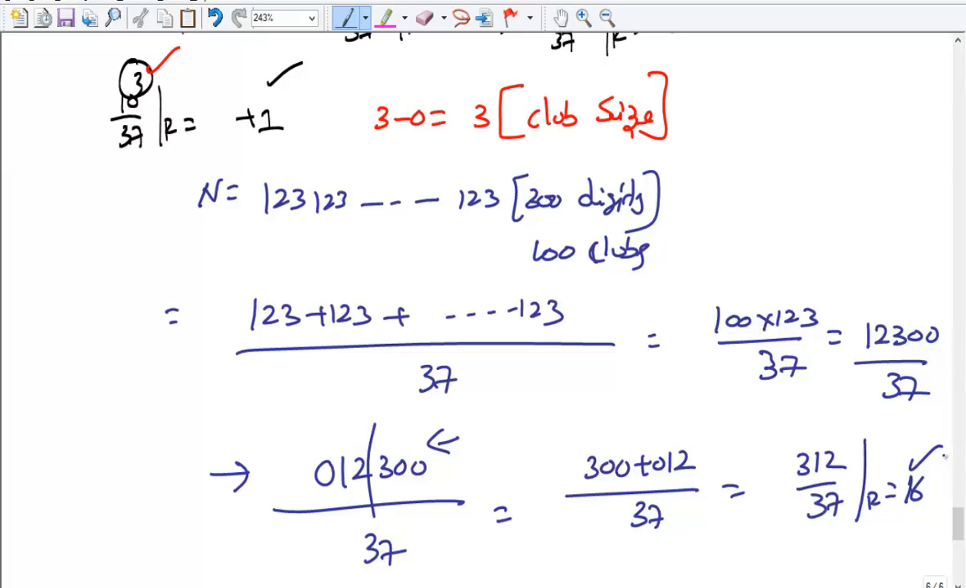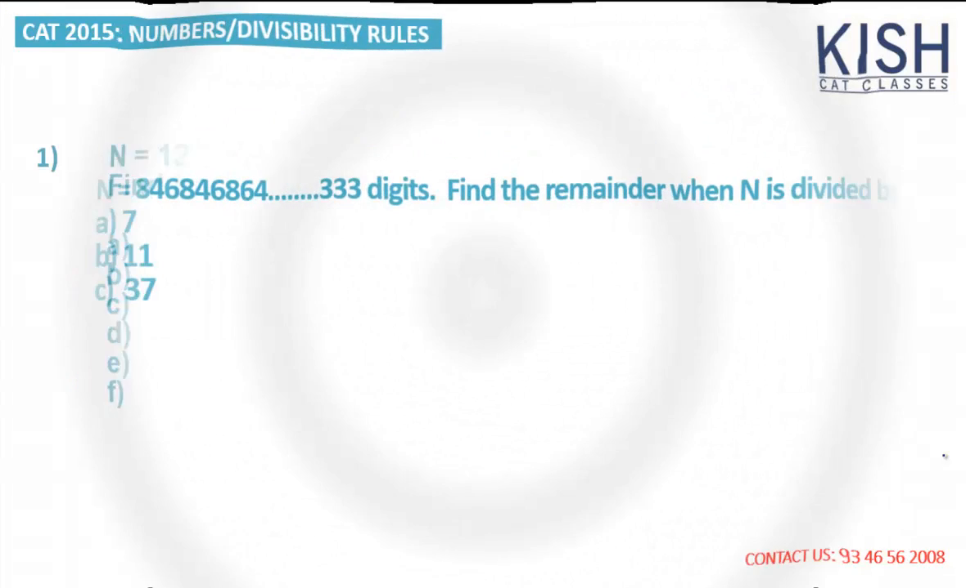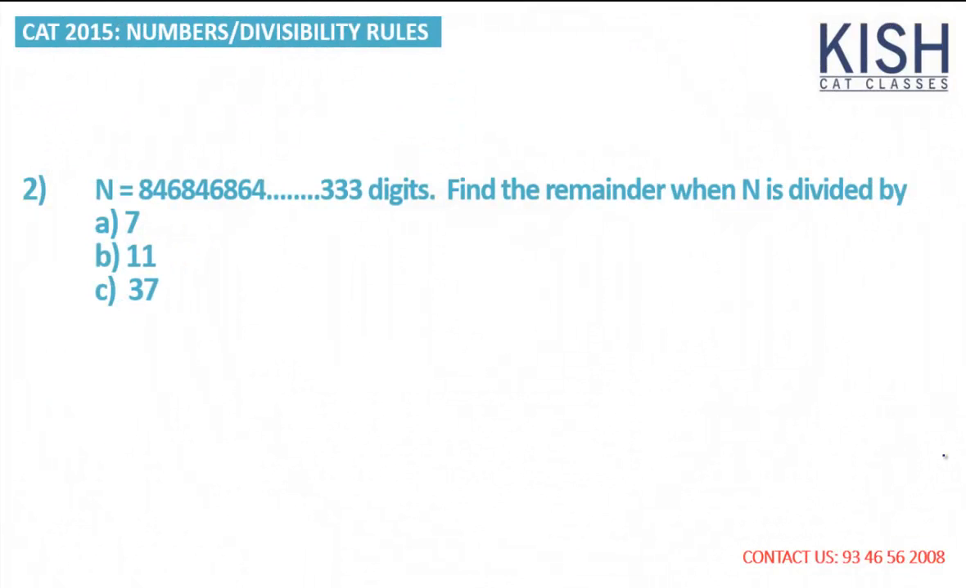So we have solved question number 1. Let's move to question number 2. N equal to 846, 846. It's not 864. It's going to be 846, 333 digits. Find the remainder when N is divided by 7.